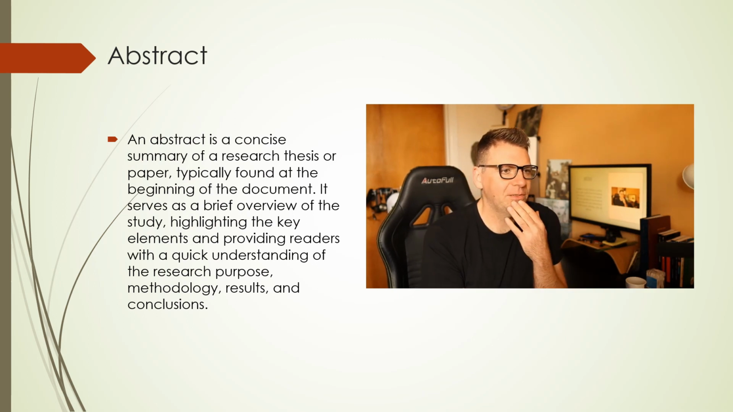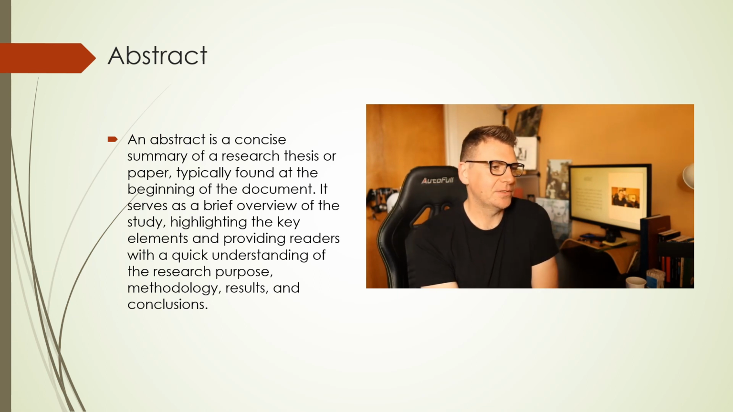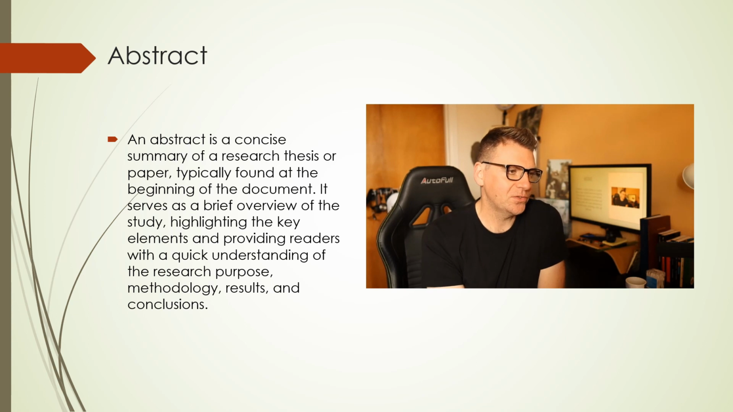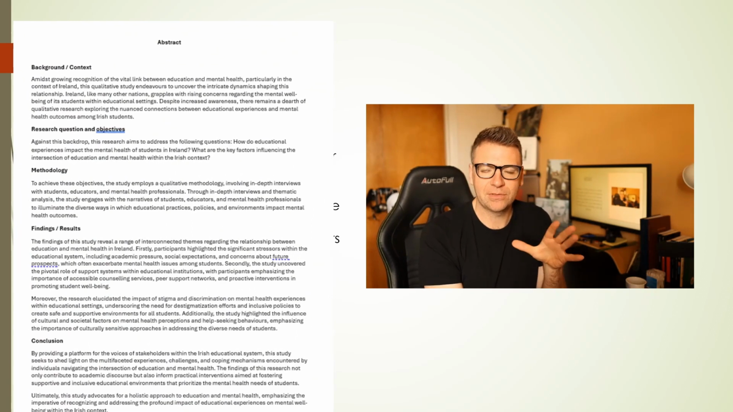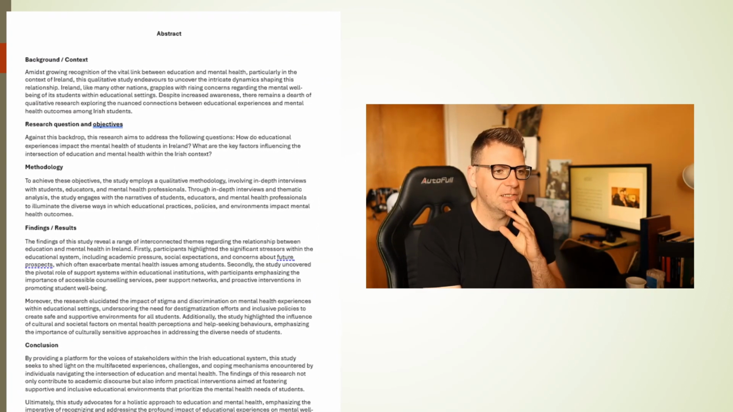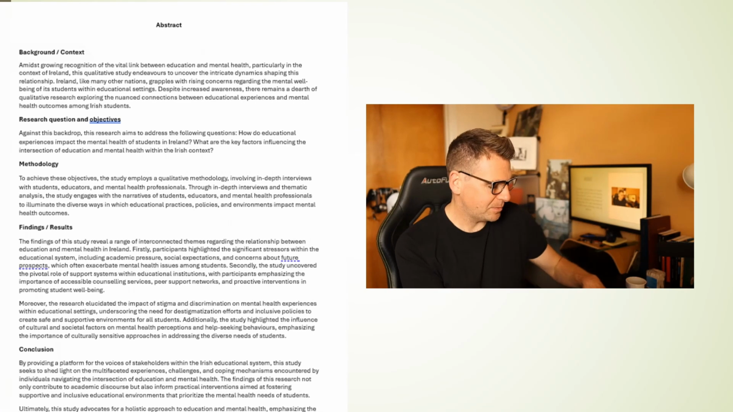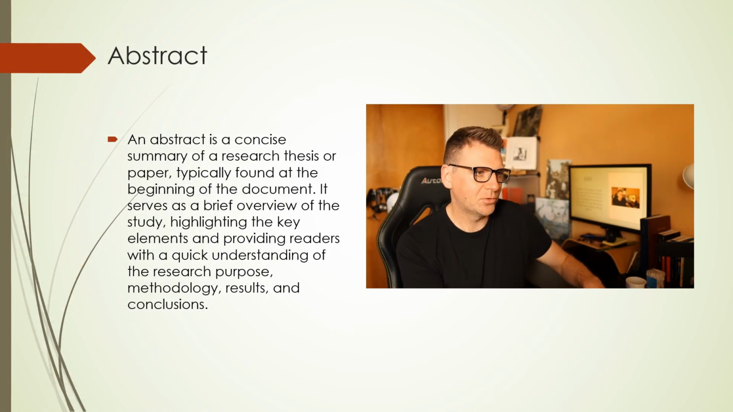Now, I'm going to do a little bit of reading here for you, okay? An abstract is a concise summary of a research thesis or paper, typically found at the beginning of the document. It serves as a brief overview of the study, highlighting the key elements and providing readers with a quick understanding of the research purpose, methodology, results, and conclusion, okay? So this video is going to be me breaking down those separate parts of the abstract, just to make sure that everyone has them in, because people do forget to put in some parts of it, okay?